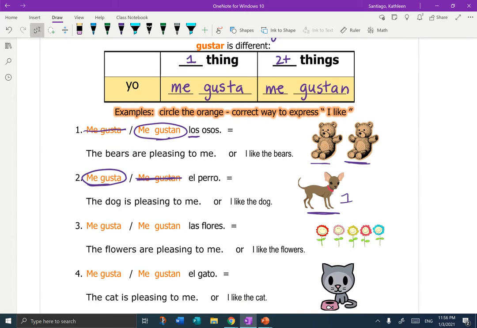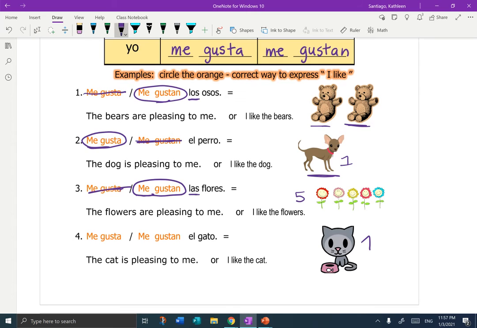Número 3. The flowers are pleasing to me, or I like the flowers. Me gusta or me gustan las flores? That's right. It should be me gustan because there's 1, 2, 3, 4, 5 flowers. That's definitely more than one. The next one, el gato. Me gusta el gato or me gustan el gato? Well, there's only one cat, so it would be me gusta el gato. I like the cat, or the cat is pleasing to me.